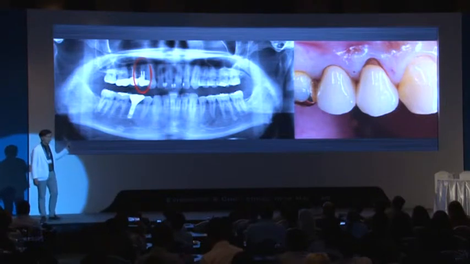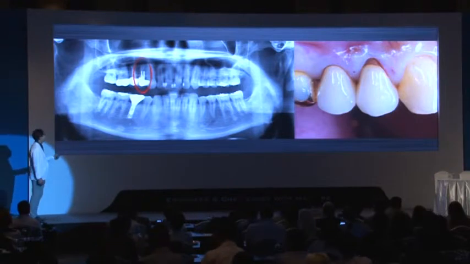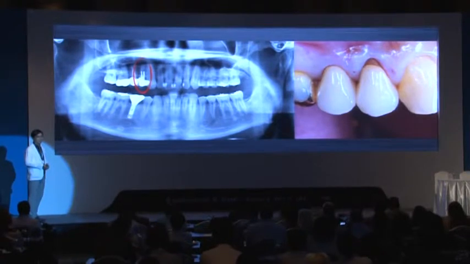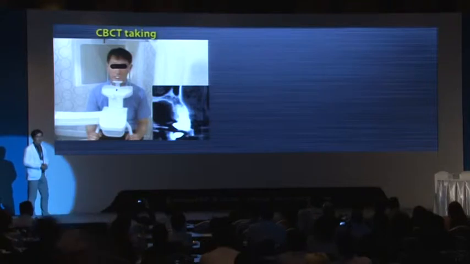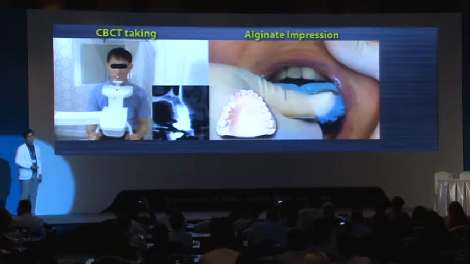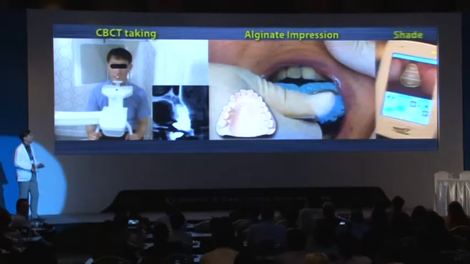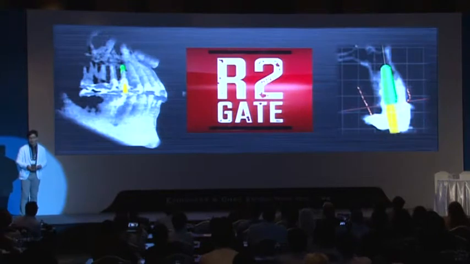I would like to show very briefly what a one-day implant is. This patient was expected to have extraction and immediate implant placement. Before surgery, when the patient visits, we take a CBCT like this, and then take impressions. We recommend alternate impressions and full arch, upper and lower impressions. At that time, we used the digital shade guide. After that, using the R2GATE, we make the virtual surgery like this.